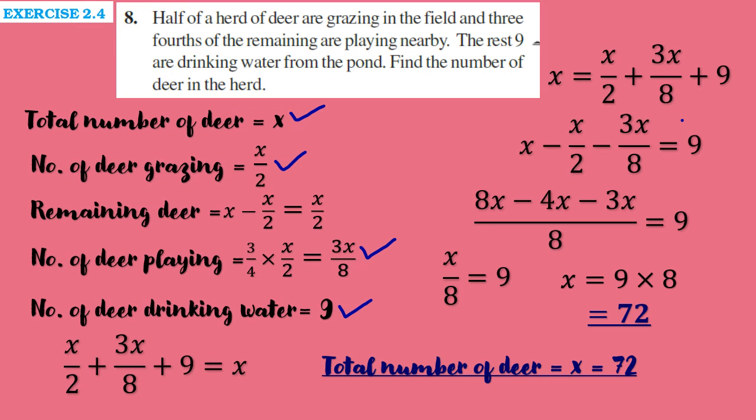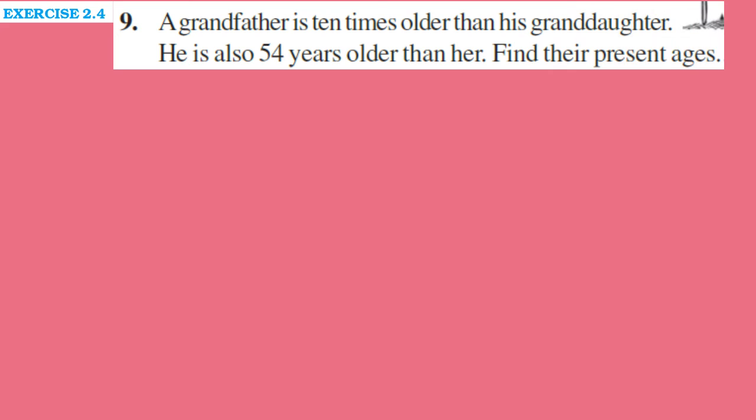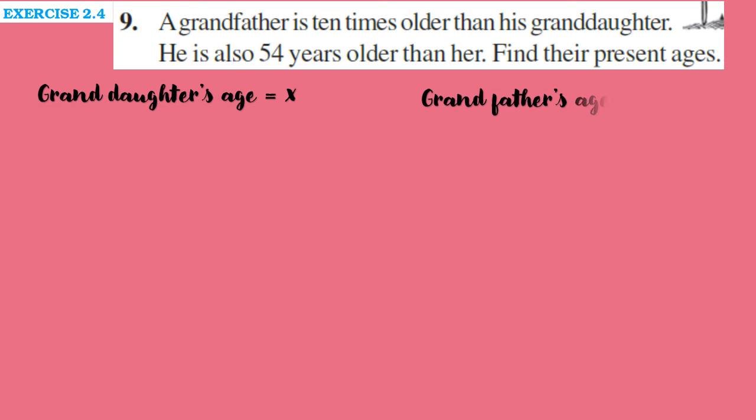Now we'll move on to question number 9. A grandfather is 10 times older than his granddaughter. He is also 54 years older than her. Find their present ages. So let the granddaughter's age be x. Then what will be grandfather's age? 10 times, 10x. And also given that he is 54 years older than her.